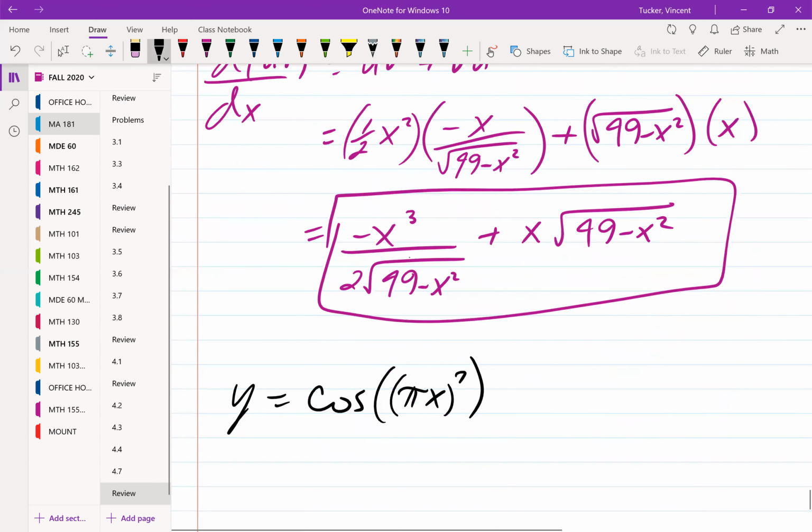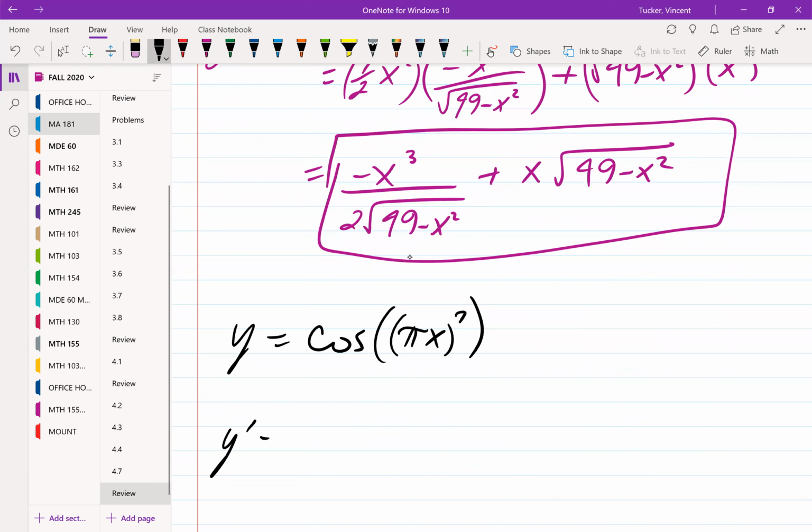So taking the derivative of this, just like before, when we were looking at the square root of 49 minus x squared, you take the derivative of the outside piece and the derivative of the inside. So the derivative of cosine is negative sine. You keep everything else the same. Then you take the derivative of this inside, bring down 7.